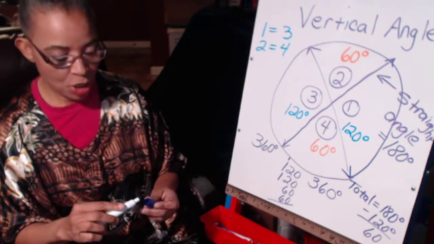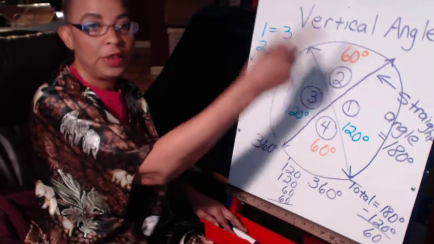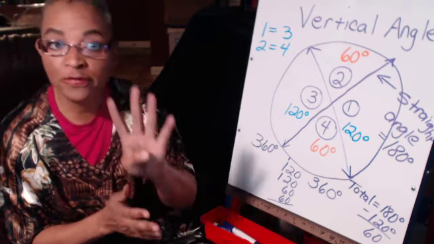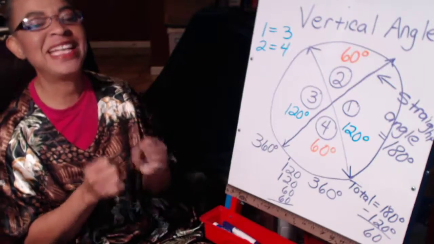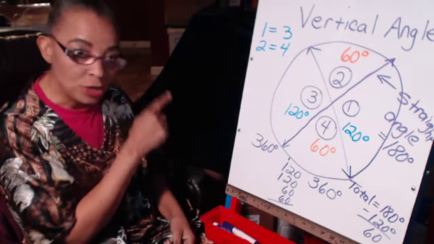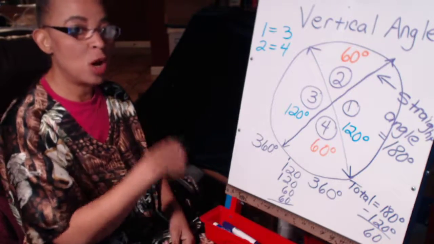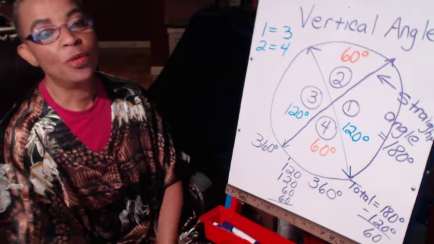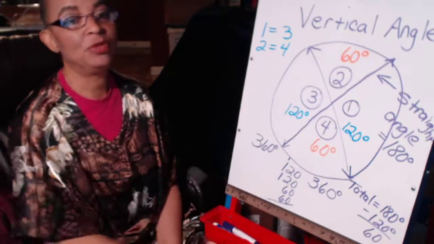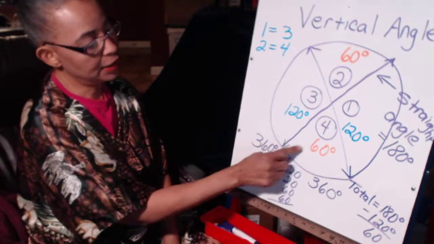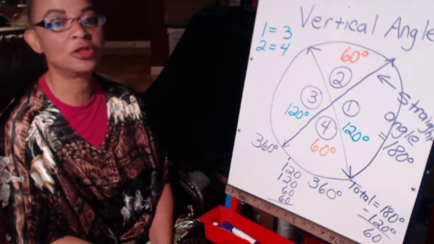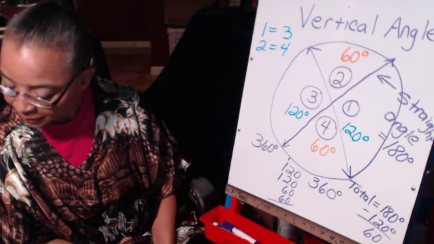So after you have found the degree measure for all 4 angles of your vertical angle, only 4, never 5, never 3, exactly 4 angles, the total, once you add them all together, should equal 360 degrees. Half of that would be 180. See, 60 plus 120 is 180. 120 plus 60 is also 180 degrees.